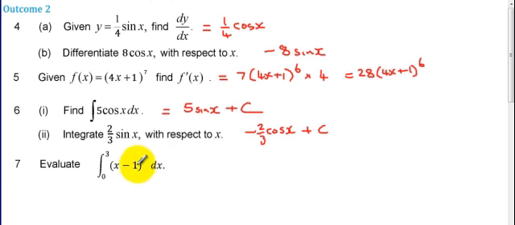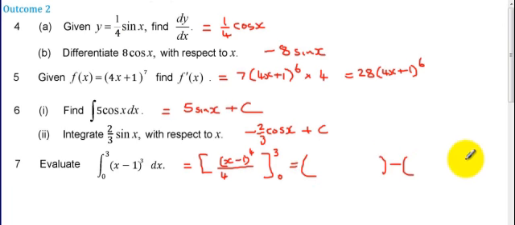Evaluating the integral of (x minus 1) to the power 3. The integral of (x minus 1) to the power 3 is (x minus 1) to the power 3 plus 1, which is 4. We then divide this by that new power of 4 times the number in front of the x, which in this case is just 1. So it's just a 4 on the bottom. This is to be evaluated between x equals 0 and x equals 3.